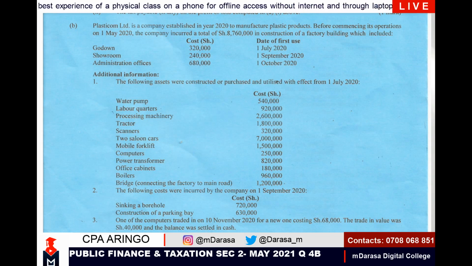Office cabinets, you know very well that is a dustbin class because this is a WTA class 4. Boilers, you know very well that boilers ideally is an ID item, right? Boilers is an ID item. Bridge, anytime you've seen a bridge, it will always fall under IBD.